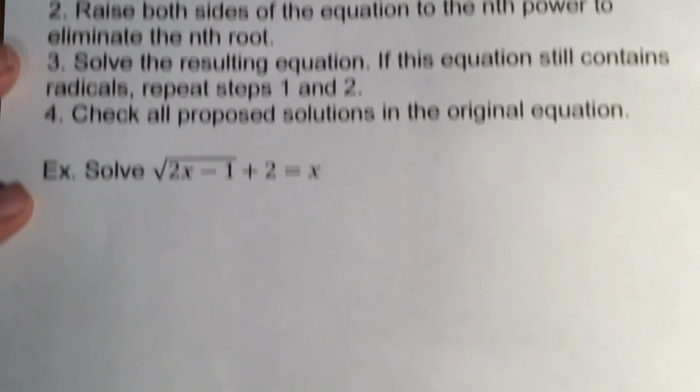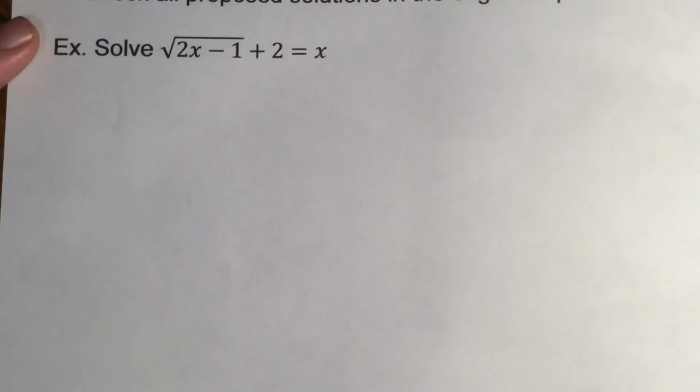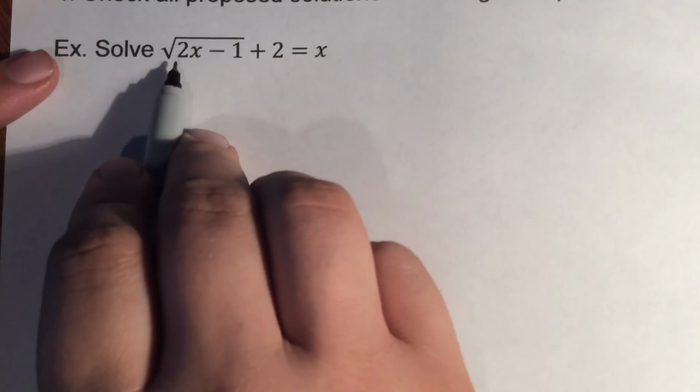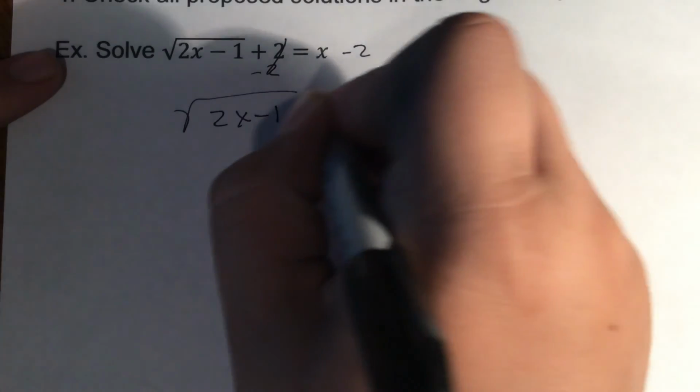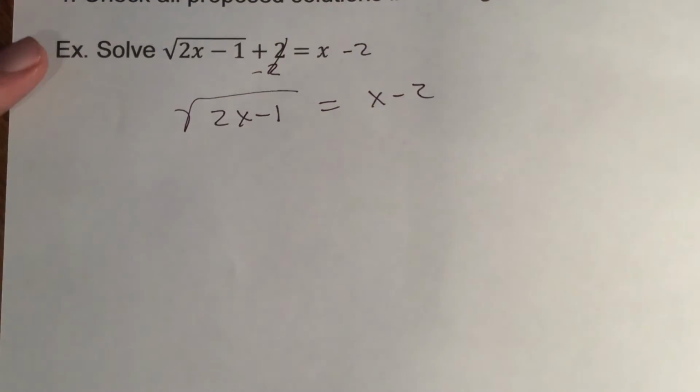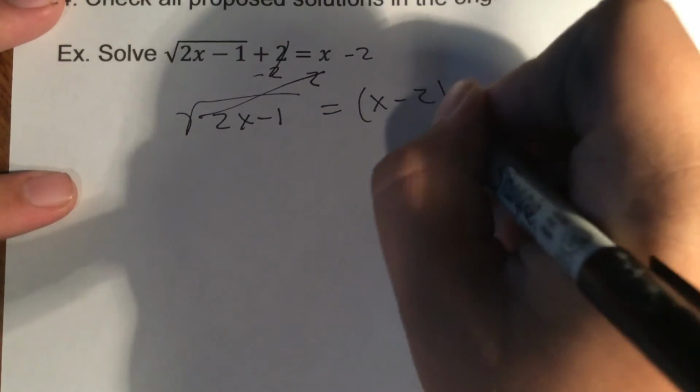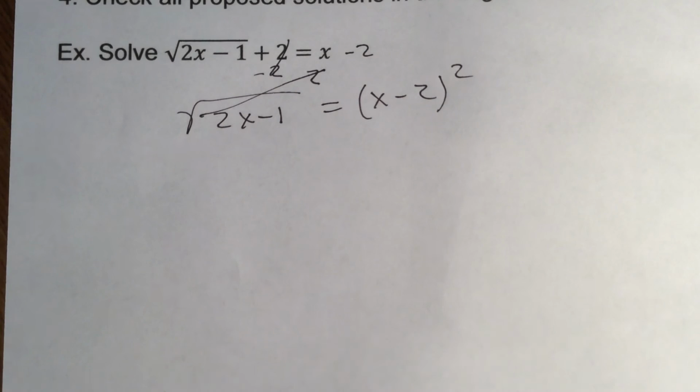So let's do an example here. First thing I do is get this square root by itself. So I'm going to subtract the 2 over to the other side. So I have the square root of 2x minus 1 equaling x minus 2. Now I have just the square root by itself, so I can square it to get rid of it. Now this other side, when I square it, I'm squaring the entire side. Just don't distribute the square to each one. You have to FOIL that out, in this case.